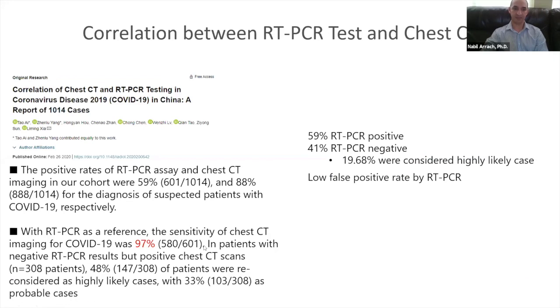If we look at a second study, in this case, they took the RT-PCR positive samples, and then they said, how many of them are CT scan positive? And so 97% were positive. When we look at all the RT-PCR tests, with confidence, I can say that the false positive rate is very low across all of them. The problem is the false negative rate, which is when you think a sample is negative when it's not.